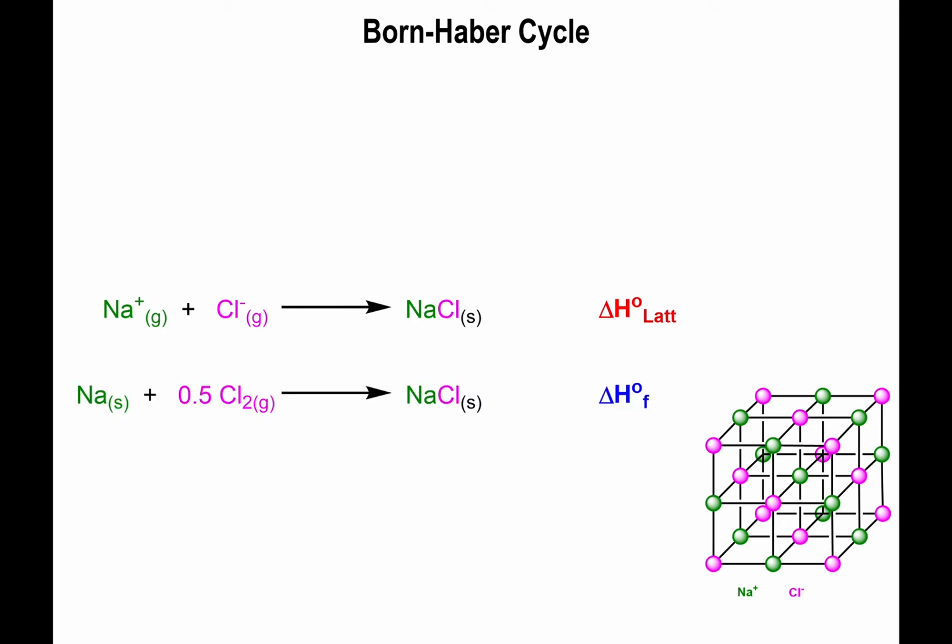Also, we have the enthalpy of formation, which is the formation of the salt, but this time from the neutral elements in their elemental form. And the idea is that the products have to be present in 1 mole quantity. So you do whatever you need to do to the reactants to make it work out so you end up with only 1 mole of product.